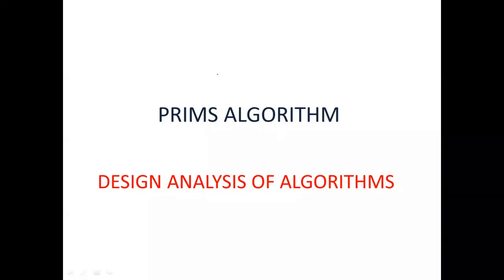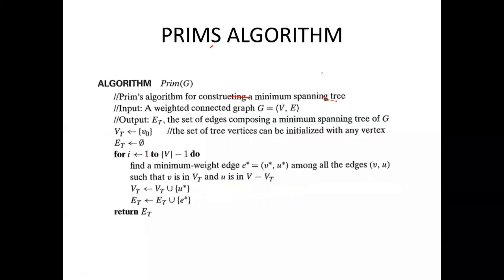Today we are going to learn about Prim's algorithm, which is used to construct a minimal spanning tree in design and analysis of algorithms. So this is an algorithm. It is used for constructing a minimal spanning tree, and the input is a weighted connected graph. The graph consists of vertices and edges, and the expected output is the set of edges which composes a minimal spanning tree of the graph G.